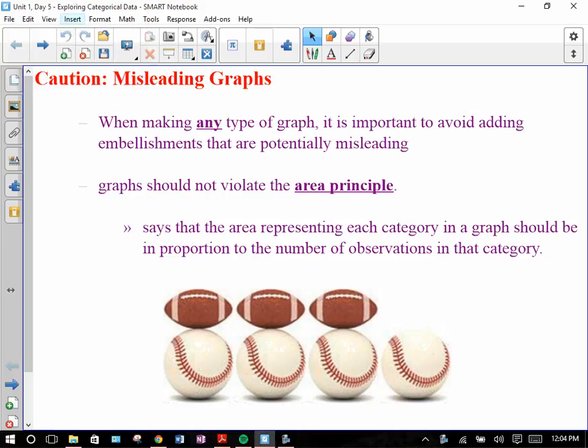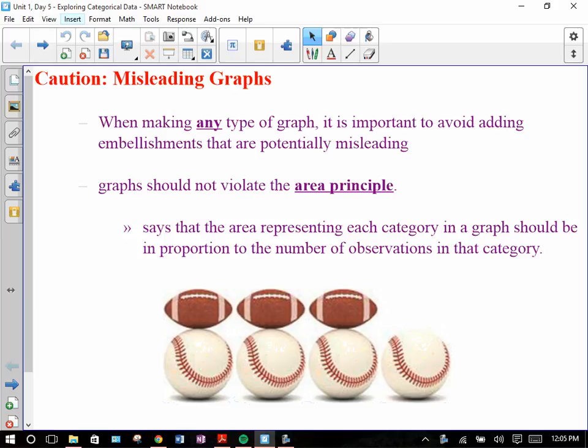So what we need to make sure we understand here is this. When making any type of graph, no matter what the graph looks like, picture graph, pie chart, bar chart, any type of graph, it is important to avoid adding embellishments that are potentially misleading. Meaning, don't add extra stuff that exaggerates things. All right? Don't add things that are going to be potentially misleading.